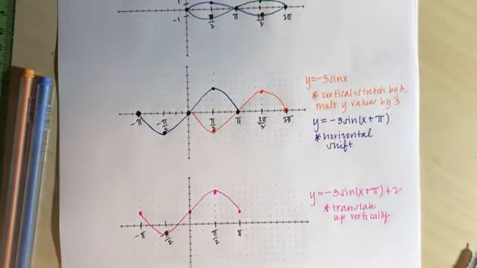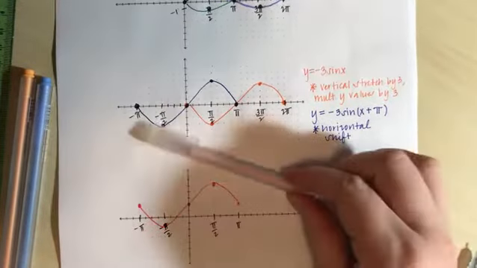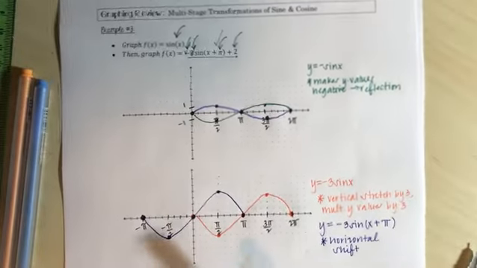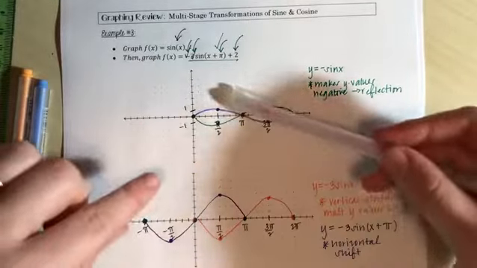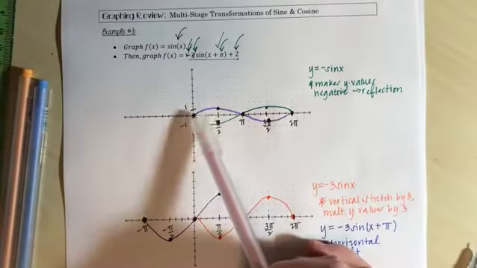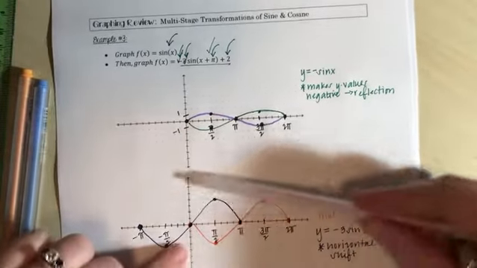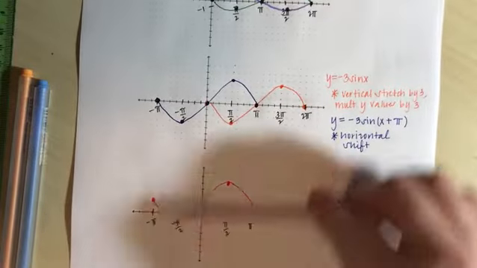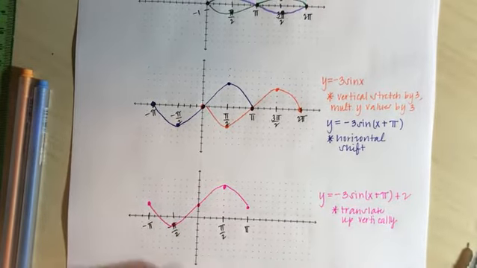And I'll see that I have my blue graph, but now it's just been shifted up vertically. So again, going over those transformations one more time. The negative flips my graph. Then once it's flipped, we stretched it out because of the 3. Then we shifted it left because of the pi. Then we shifted it up because of the 2.